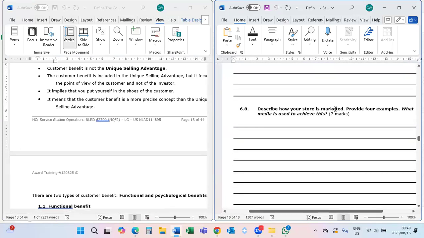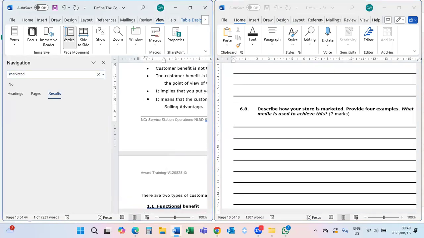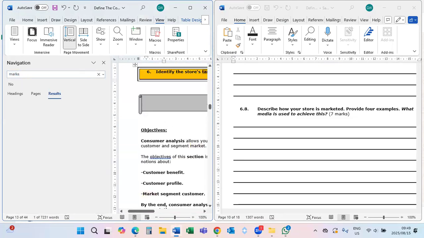Okay, describe how your store is marketed. Provide examples. How is your store marketed? Are there flyers? Do they use social media? Do they use advertising boards outside? Do they drop flyers off? Is it by word of mouth? So let's have a look. Maybe there's some further information here. Just give me 1 second here. Okay, let's have a look here into benefit here.